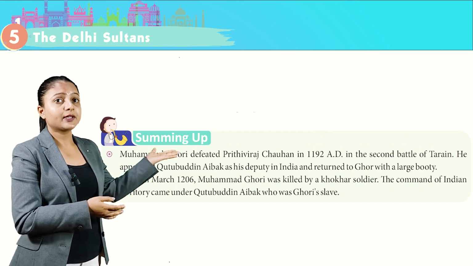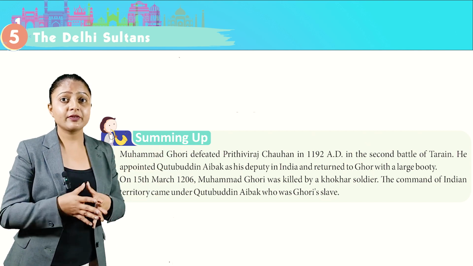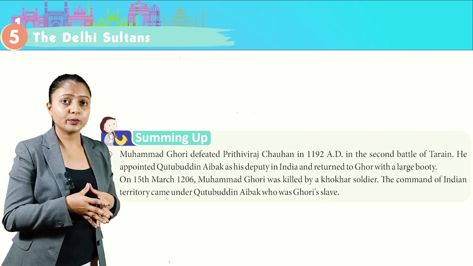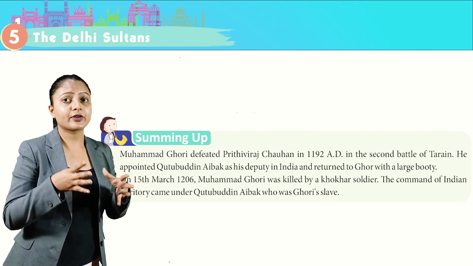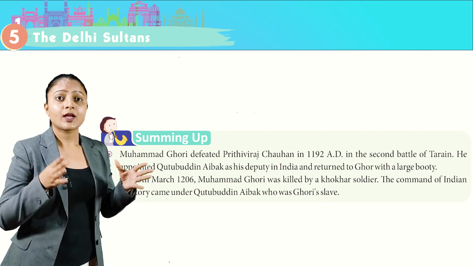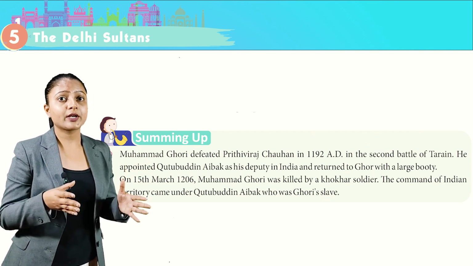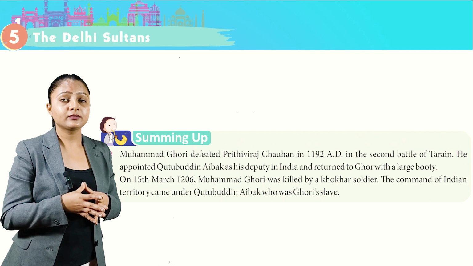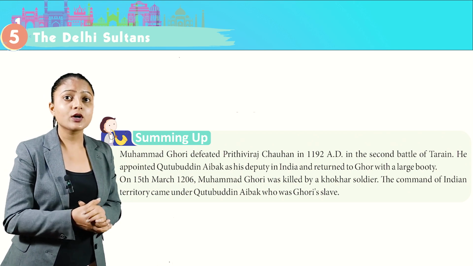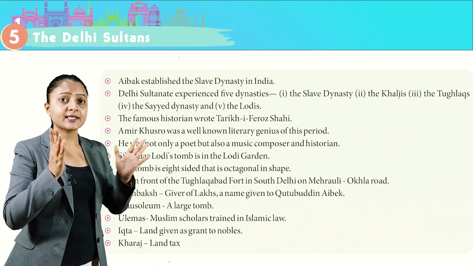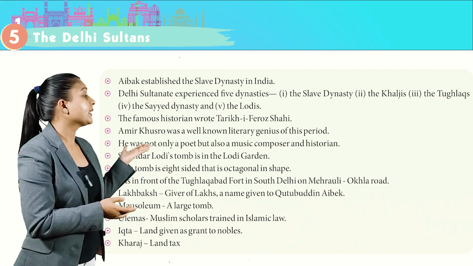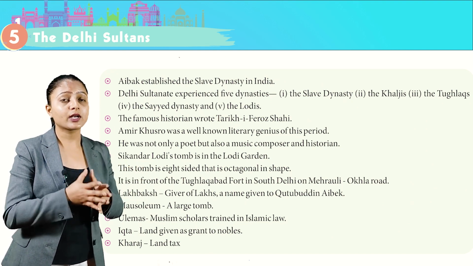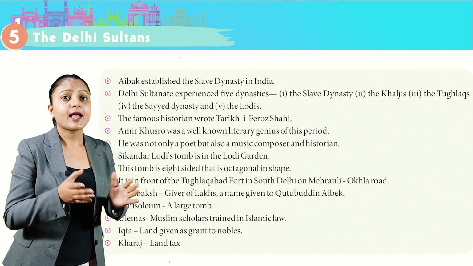So let's sum up the chapter. Summing up, Muhammad Ghori defeated Prithviraj Chauhan in 1192 AD in the Second Battle of Tarain. He appointed Qutubuddin Aibak as his deputy in India and returned to Ghor with a large booty. On 15th March 1206, Muhammad Ghori was killed by a Khokhar soldier. The command of Indian territory came under Qutubuddin Aibak, who was Ghori's slave. Aibak established the slave dynasty in India. Delhi Sultanate experienced 5 dynasties: the slave dynasty, the Khaljis, the Tughlaqs, the Sayyid dynasty and the Lodis.